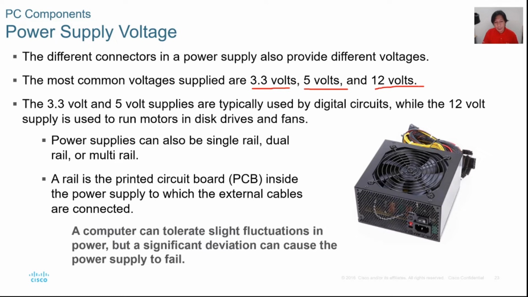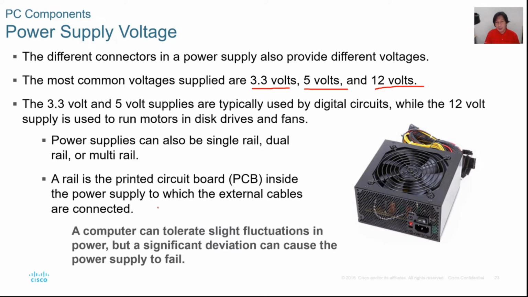The 3.3 volt and 5 volt supplies are typically used for some digital circuitry, while 12 volts is used to run motors. Just like our hard disk drive, it can be driven using a 12 volt supply. Our power supply can also be single rail, dual rail, or multi-rail. So what are those multi-rails? When I say rails, this is the printed circuit board, or PCB, inside the power supply to which the external cables are connected.